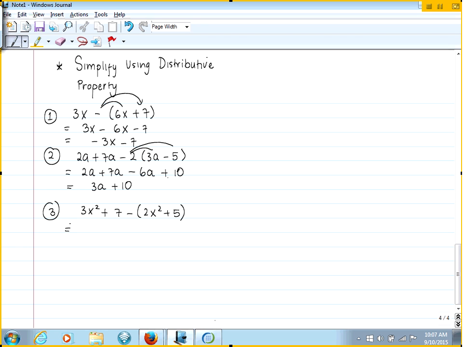Okay, last one. What's the last one? 3x squared plus 7. What about this? Minus 2x squared minus 5. So combine like terms. 3x squared minus 2x squared, that is x squared plus 2. Alright. So, are there any questions? Doable? Okay.